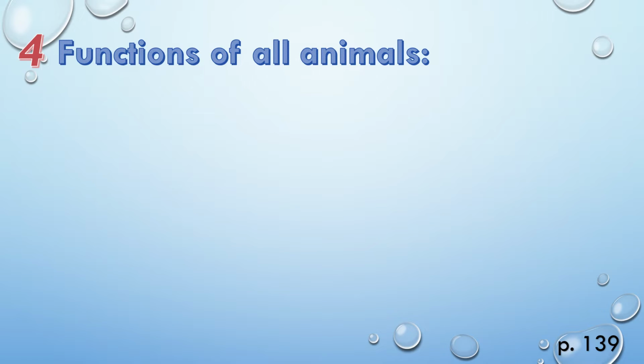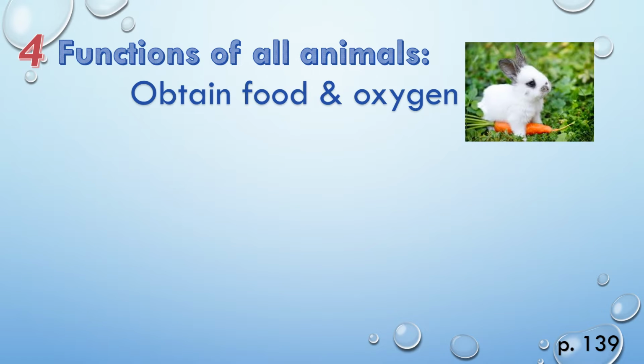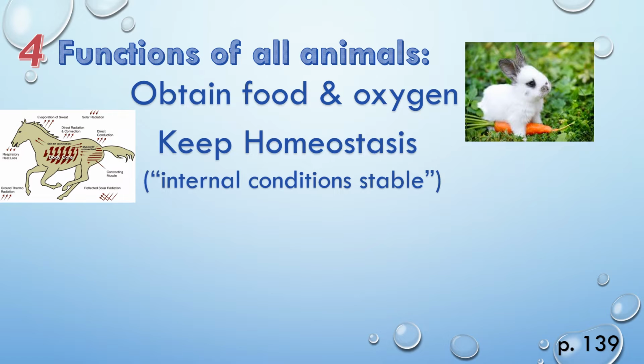So the four functions that we're talking about when it comes to animals: one, they are going to work on obtaining food and oxygen, right? As long as they have oxygen, they can breathe. As long as they have food, they can continue to live and thrive and grow and do the different basic functions that they need to do. The second one is they're going to strive internally to keep homeostasis. And once again, that is the balance inside: the same body temperature, the same respirations, the same heart rate, everything working the way it is supposed to.